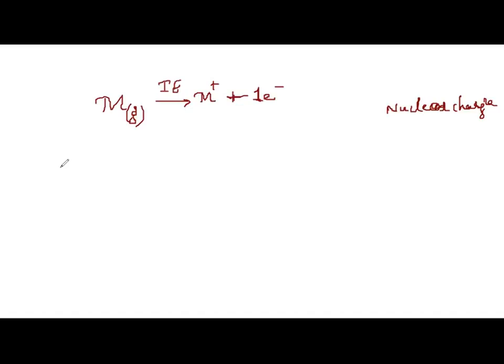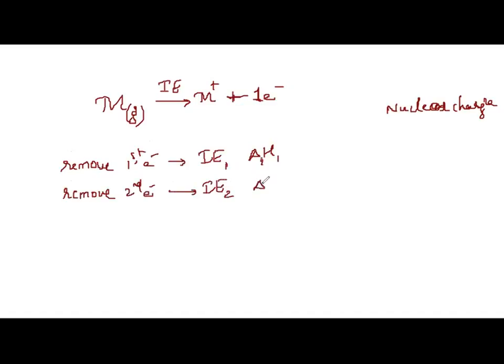The energy required to remove the first electron from the outermost shell is called first ionization energy, denoted as IE1, or also denoted as delta H1. Here we say delta Hi, ionization energy. Then the removal of the second electron from the atom is said to be the second ionization energy, or delta H2.